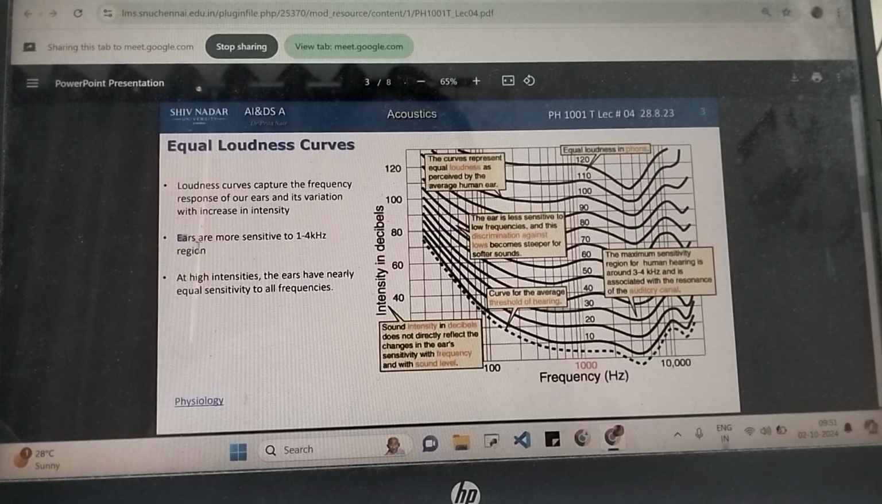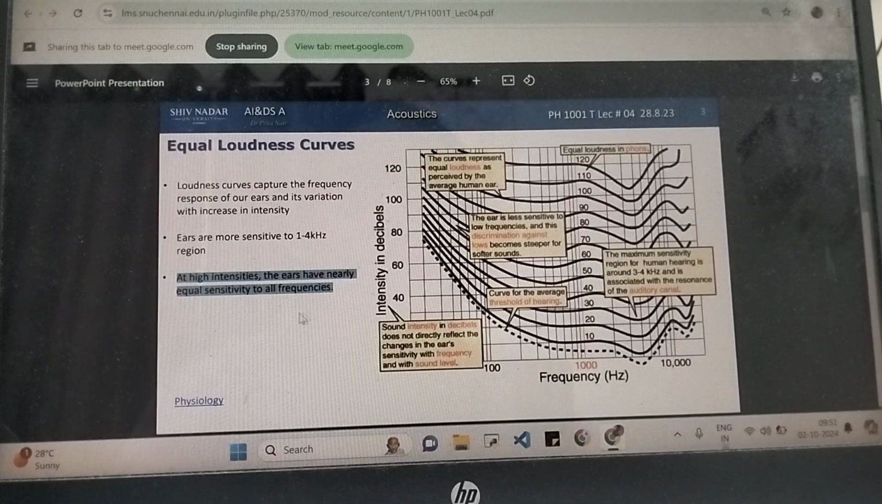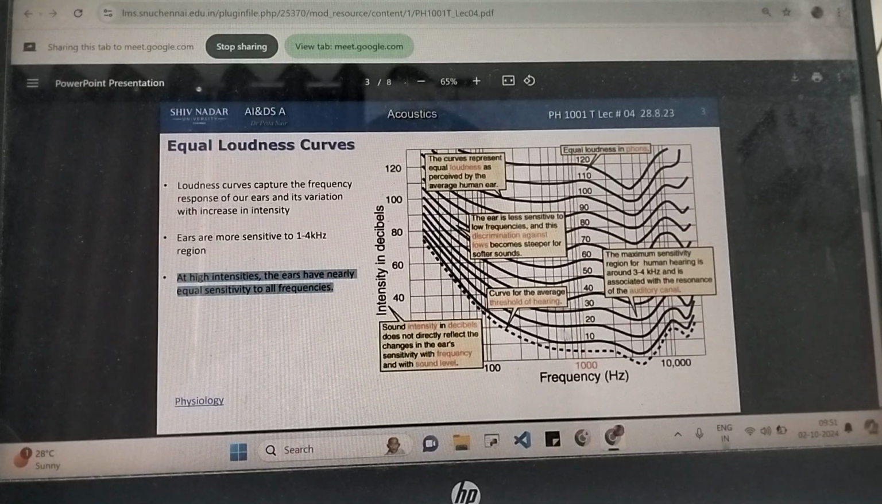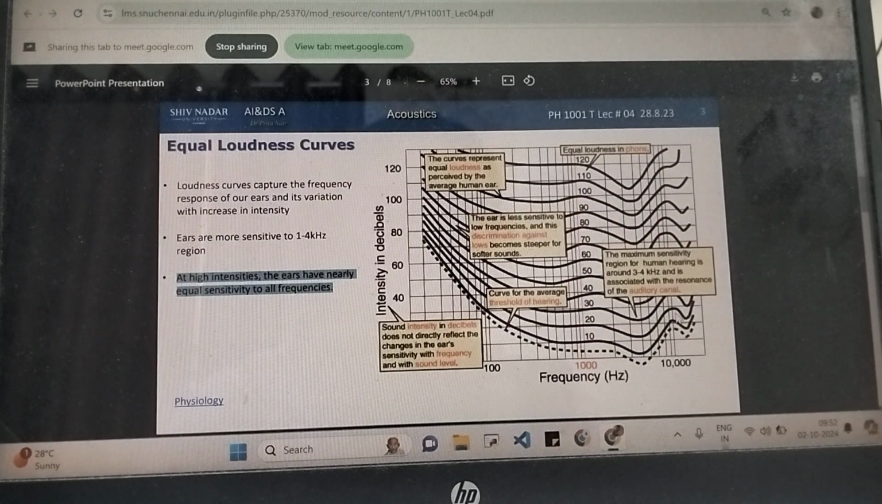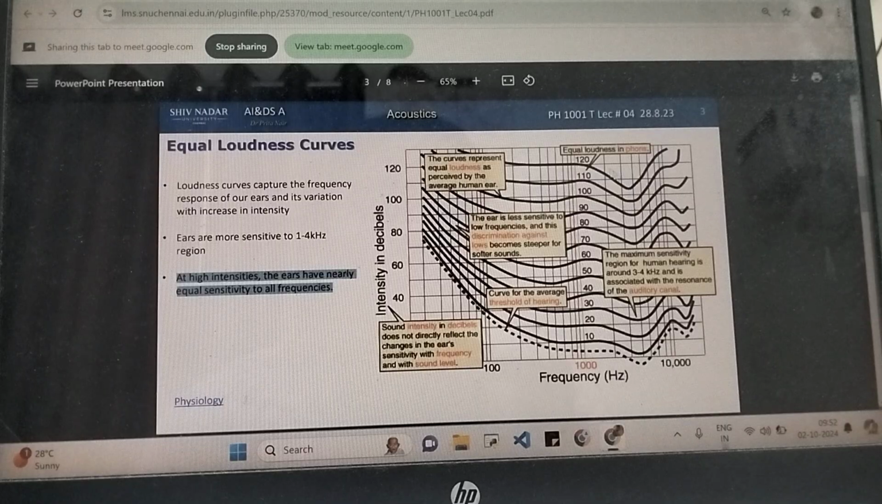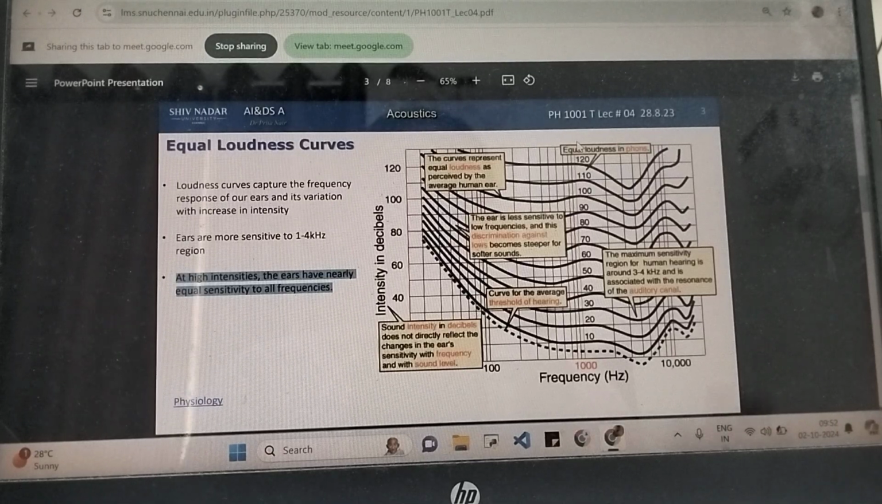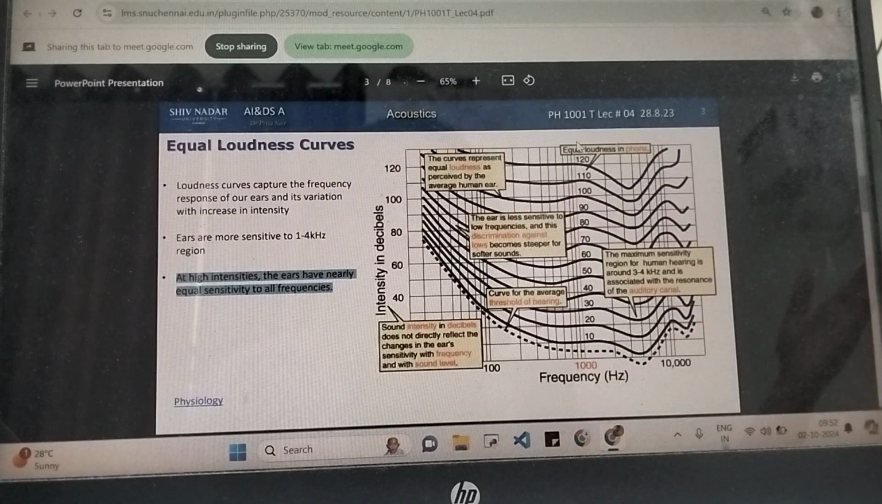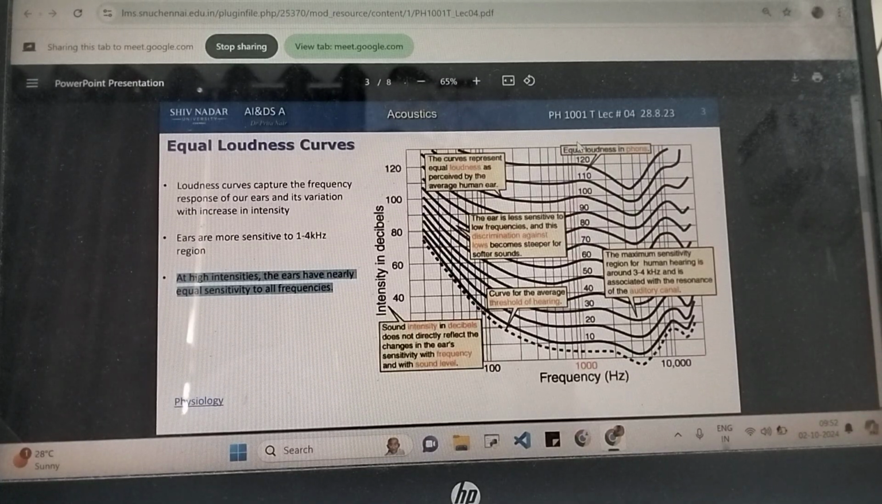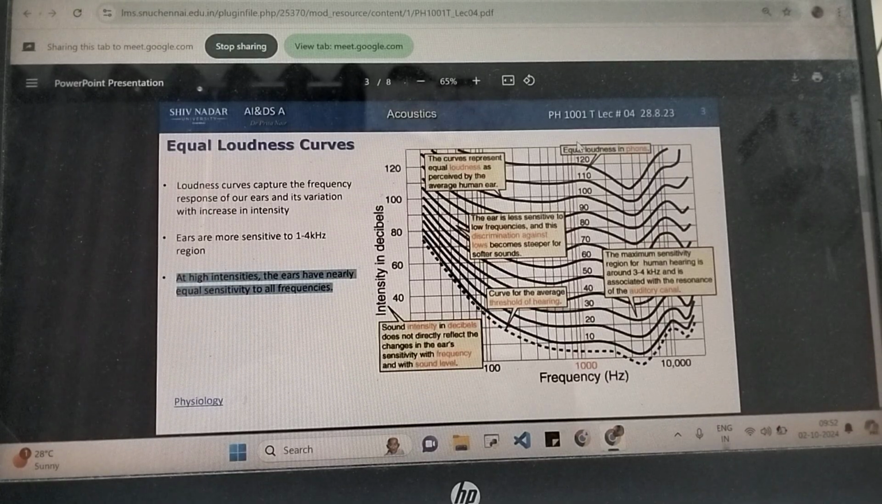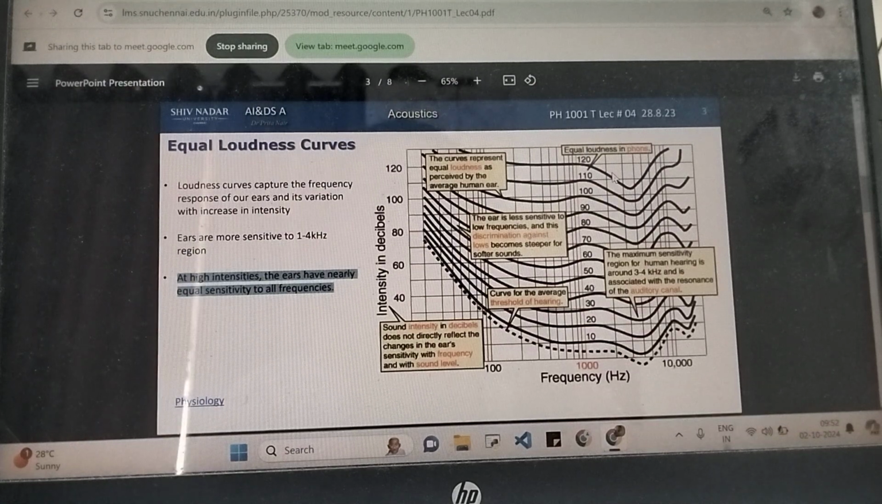Ears are more sensitive to 1 to 4 kilohertz, and at high intensities the ears have nearly equal sensitivity to all frequencies. This means at the lower levels you can see that there is quite a big difference. It's almost a U-shaped curve, but here comparatively the curve is a little more flat, meaning the higher the loudness, the more equally able you are to perceive all frequencies. So if someone is talking at 120 decibels, you can definitely hear them clearly irrespective of whether it is 20 hertz or 20,000 hertz. But if their loudness level is lower, then you can only hear it if the pitch is really high. So at higher intensities we become almost equally sensitive to everything within the audible range.